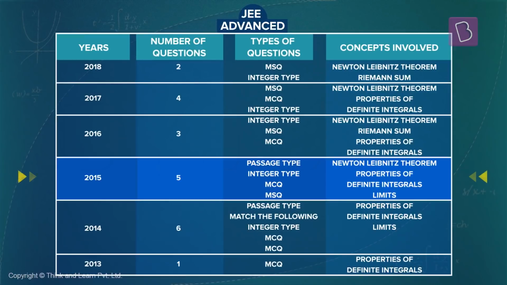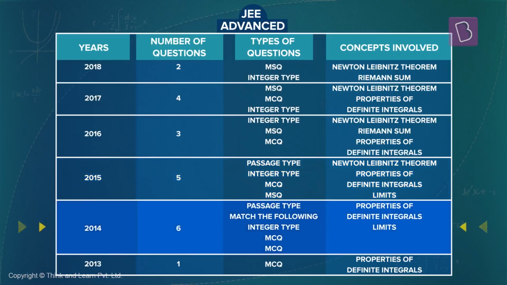There were two integer type questions. One was based on the Newton-Leibniz theorem, with some amount of limits involved, and one was a properties type question. Then there were a couple of multiple correct answer questions. One was based on the maximum and minimum value of definite integrals. That was not a routine question, again a different variant of a definite integral question. The second multiple correct answer question was based on properties of definite integrals. So these were the five questions which came in 2015.